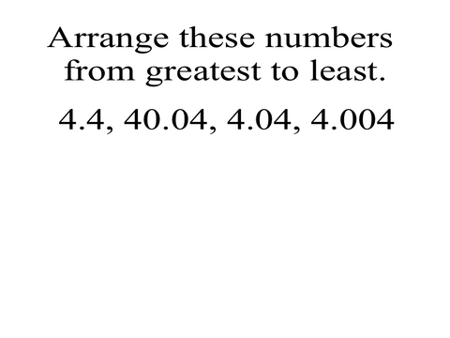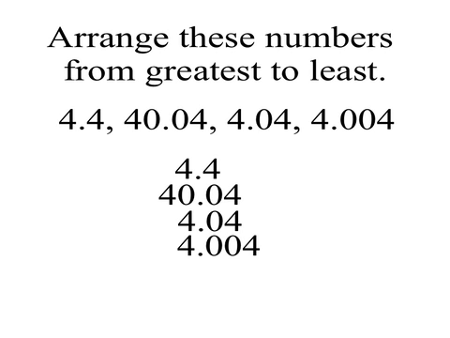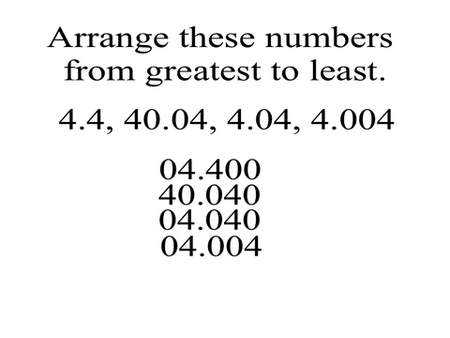Now we're going to arrange these numbers from greatest to least. Some people can probably do this right away, but for me, I find that once again, I stack them up vertically, lining up the decimal points as shown, and then I add zeros as necessary as shown, and now it's fairly easy for me to see that the 40.040 is the largest number, so I'll put first.